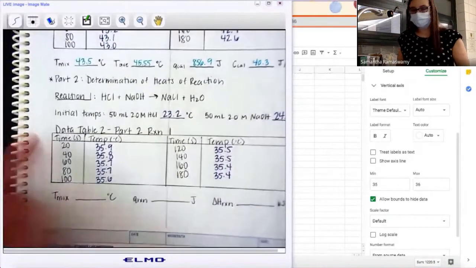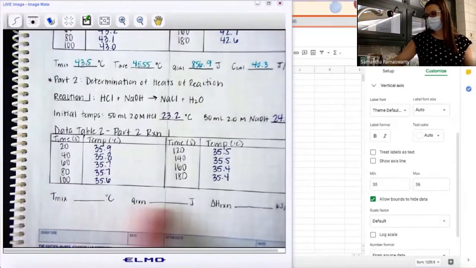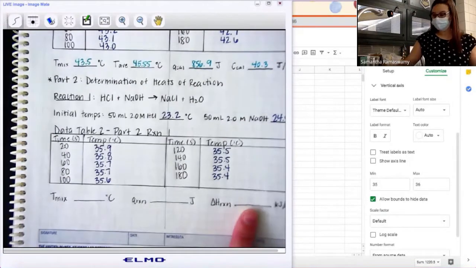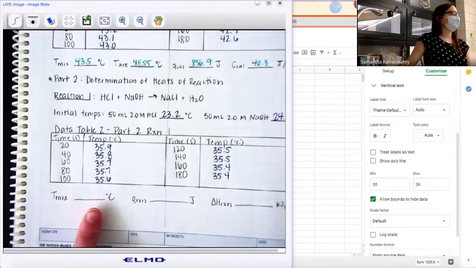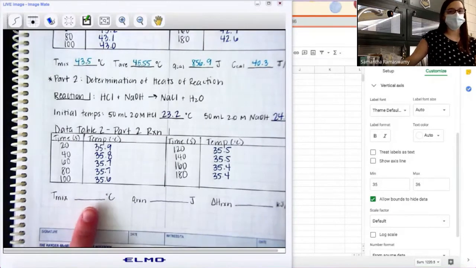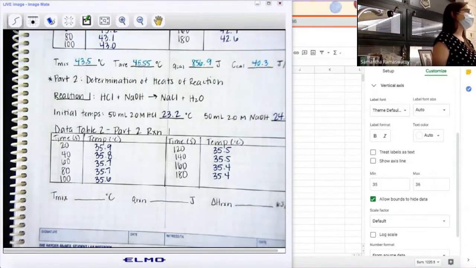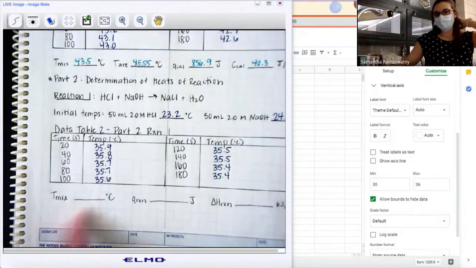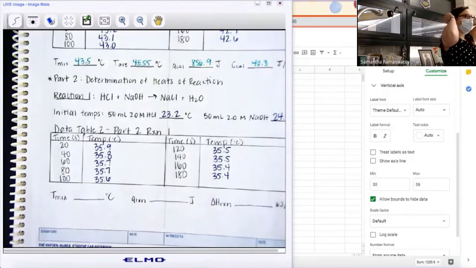In your lab notebook, right underneath data table 2, we have 3 variables. T-mix is that y-intercept. T-mix was 35.9 degrees Celsius. Right, so T-mix was 35.9 degrees Celsius. Now we're going to do the same thing for data table 3 and data table 4.